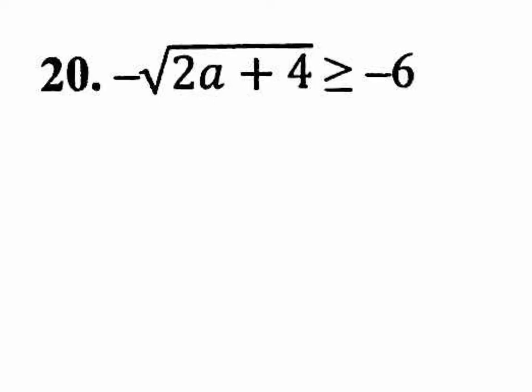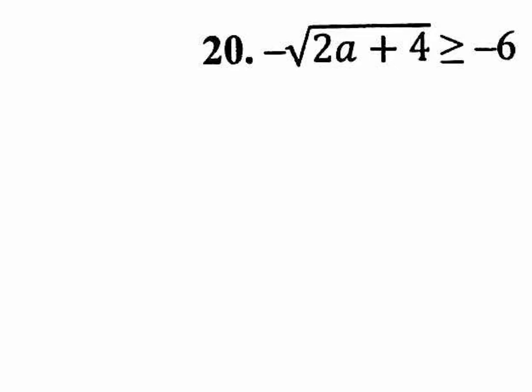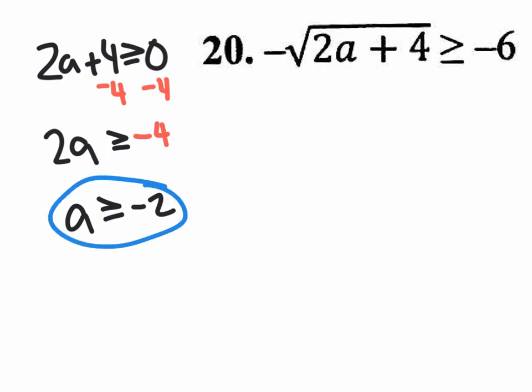because you first have to do step 1, which is get your radicand value, set it greater than or equal to 0. So you're going to have 2a plus 4 is greater than or equal to 0. And you're going to subtract 4. You're going to have 2a is greater than or equal to negative 4, which means a is greater than or equal to negative 2. Okay, if you divide by 2 on both sides. So this is one part of our answers so far.